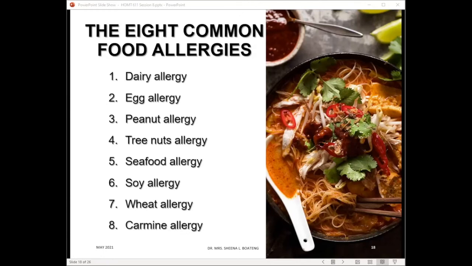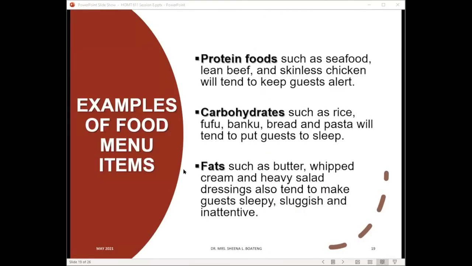So today we've learned something new about the 8 common food allergies, right? Which will constitute a key part in the selection of your menu items for any events that you are organizing, right? So examples of food menu items that we will usually see are proteins, which are often an option to the seafood. So you will see the lean beef, right? The skinless chicken. In Ghana here, we don't even have lean beef or skinless chicken. It's either beef, goat, or chicken, isn't it?